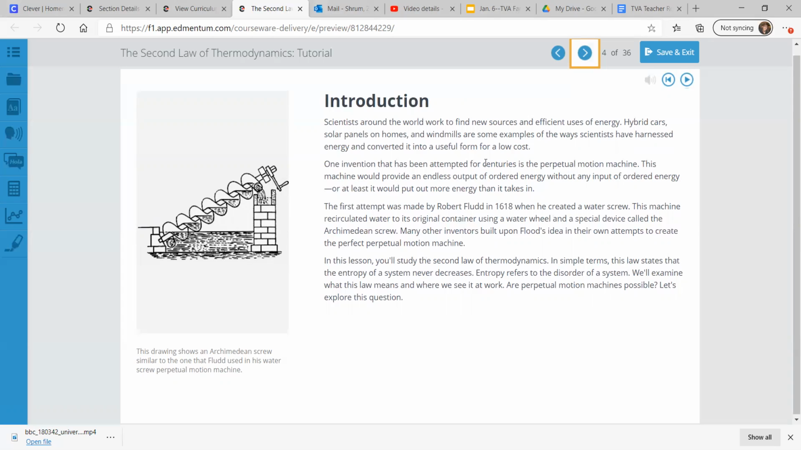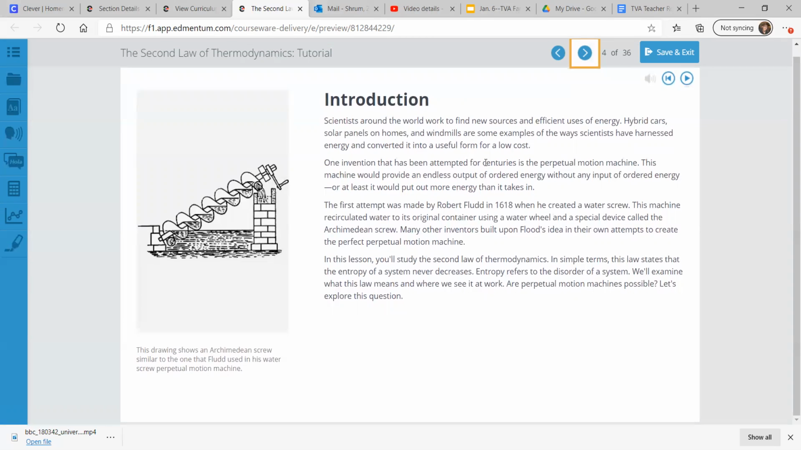And one invention that has been attempted for centuries, hundreds of years, is the perpetual motion machine. Perpetual motion means the machine just keeps moving all on its own. No one has to intervene or make it do what we want it to do. It would provide endless output of ordered energy without any input of ordered energy, or at least it would put out more energy than it takes in. And sadly, nothing operates like that in reality.